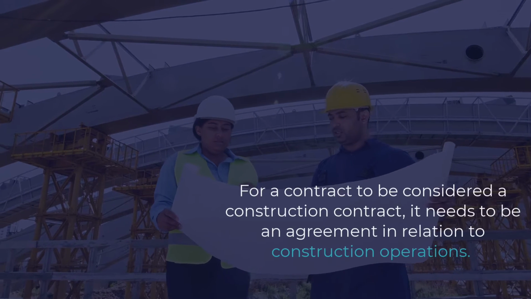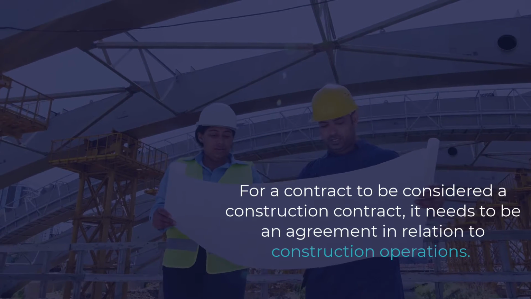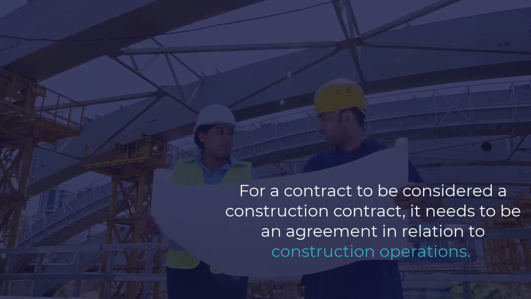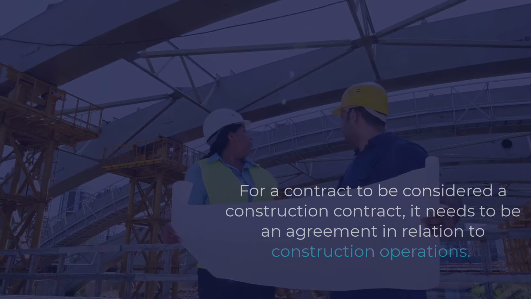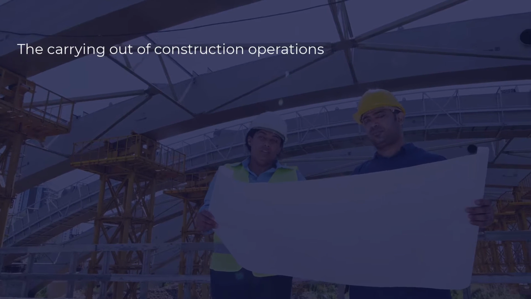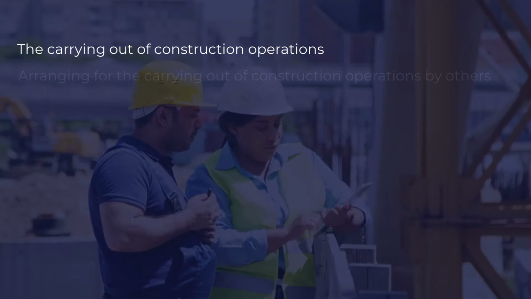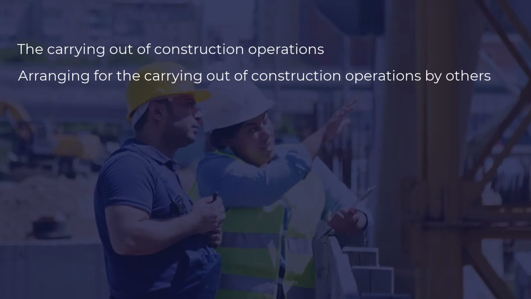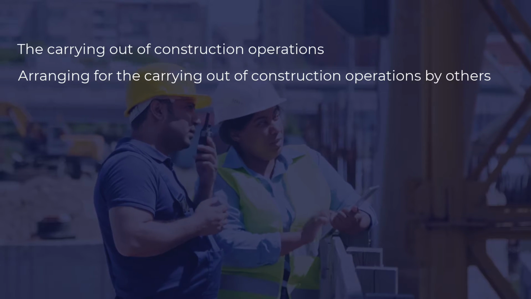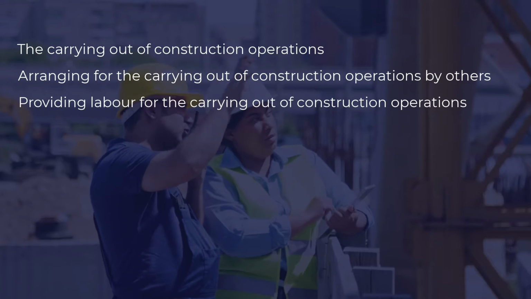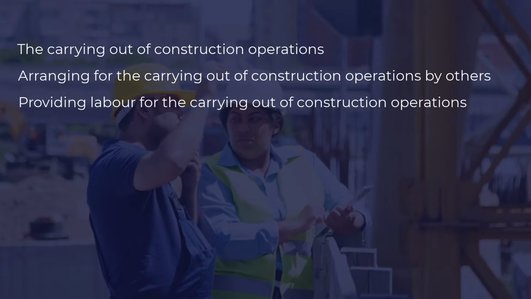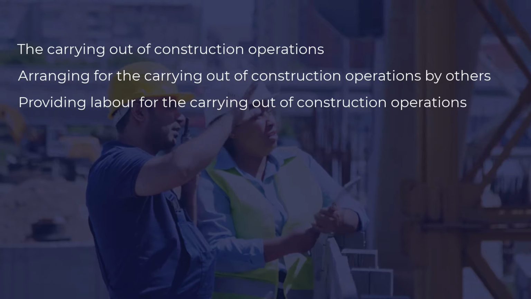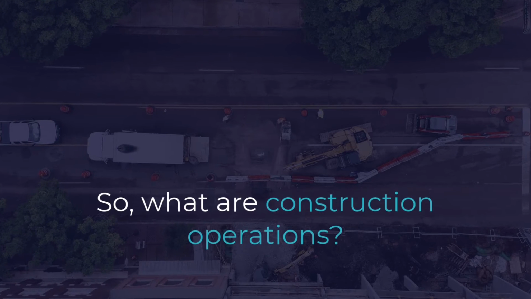For a contract to be considered a construction contract, it needs to be an agreement in relationship to construction operations. This could be for carrying out of construction operations, arranging for the carrying out of construction operations by others, or providing labor for the carrying out of construction operations. So what are construction operations?